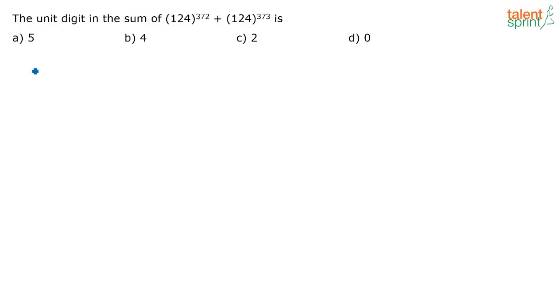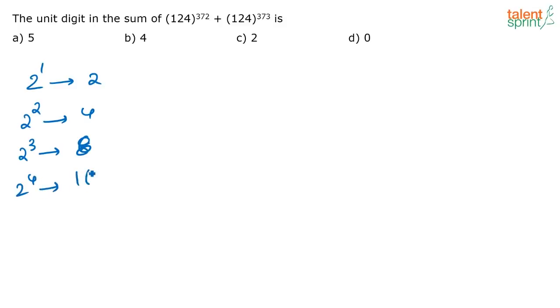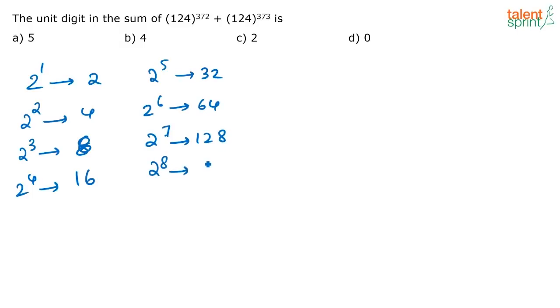Now, let us take the number 2, okay. What is 2 to the power 1? 2. 2 to the power 2? 4. 2 to the power 3? 8. 2 to the power 4? 16. Then you have 2 to the power 5, that is 32. 2 to the power 6, that is 64. 2 to the power 7, that is 128. 2 to the power 8, that is 256. Now, if you write 2 to the power 9, it will be 512 and so on.